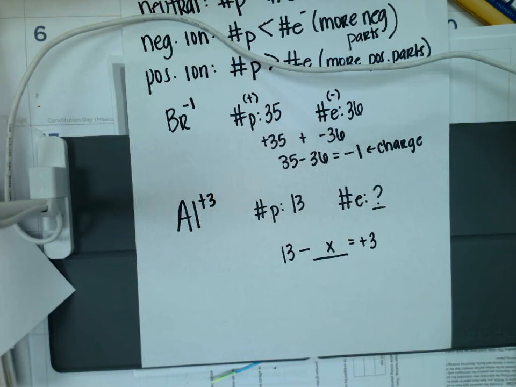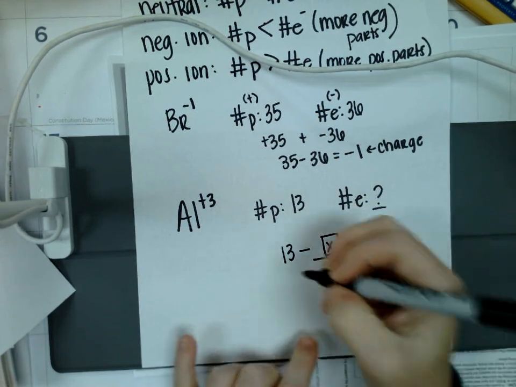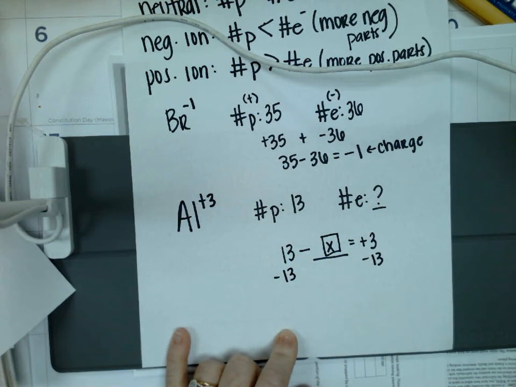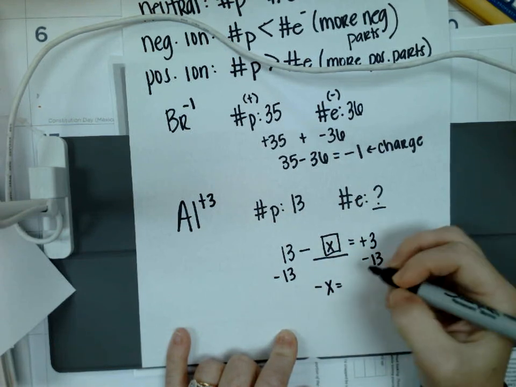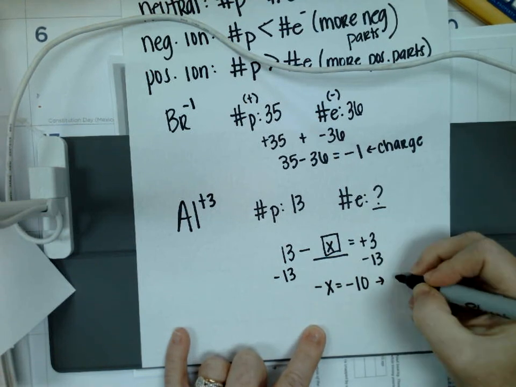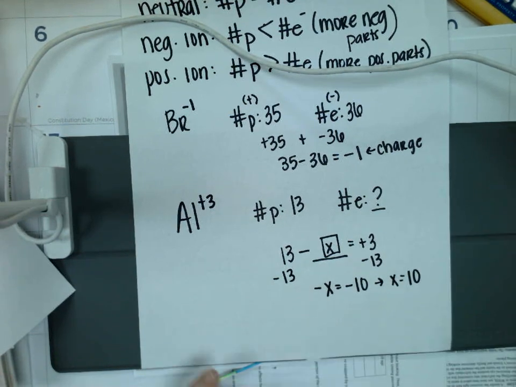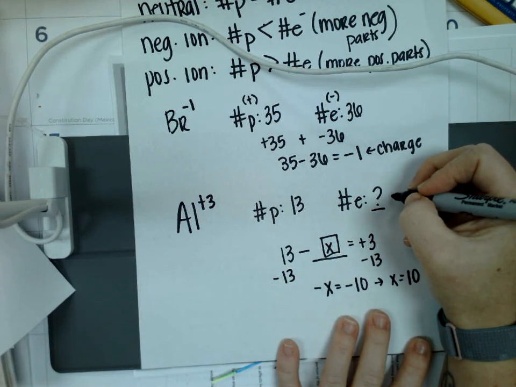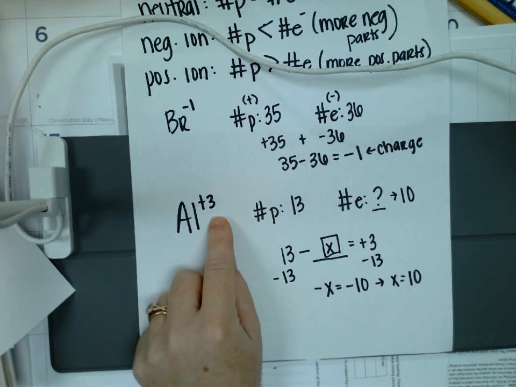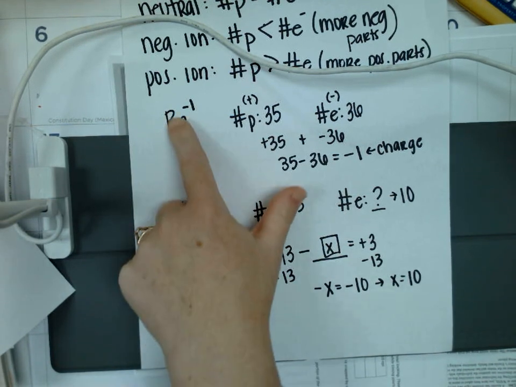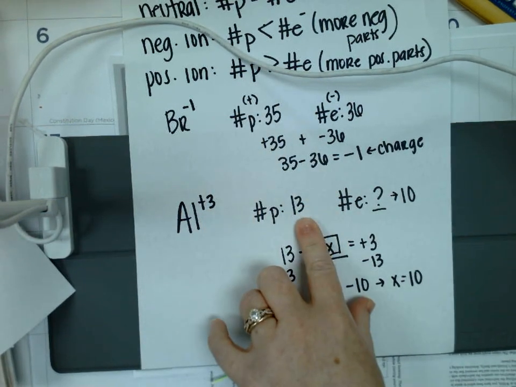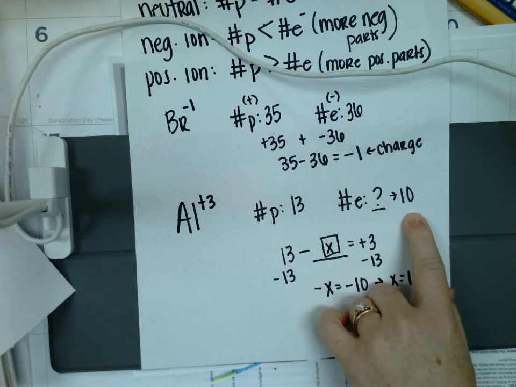Okay? So if we do that, we want to solve for X, and to do that, you've got to subtract 13 from both sides. When you do that, you have a negative X is equal to negative 10, because 3 minus 13 is negative 10, which tells you that X is equal to 10. So your number of electrons is 10. This should make sense because if our charge is positive 3, we just said positive ions mean we have more protons, so we should have 3 more protons. Well, if I have 13, then that means I only have 10 electrons.